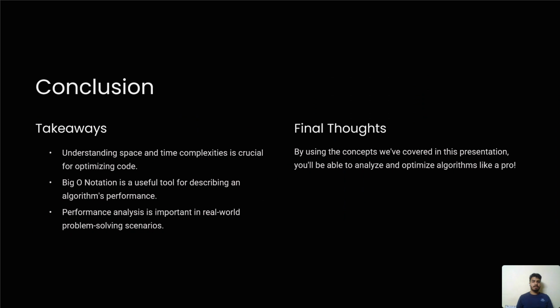Conclusion. Understanding space and time complexities is crucial for optimizing code. Big O notation is a useful tool for describing an algorithm's performance. Performance analysis is important in real-world problem-solving scenarios.